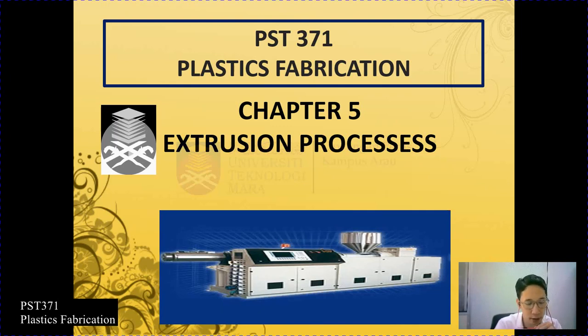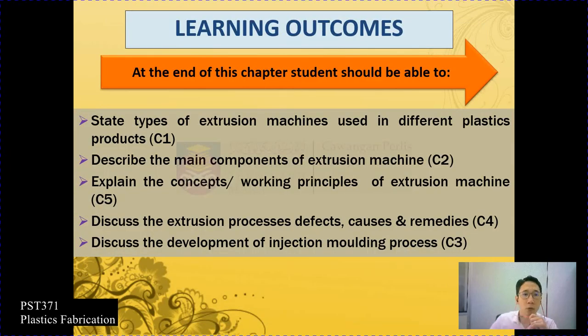There are a few types of extrusion that are commonly used in industry. So you might want to identify what products are produced using an extrusion machine and how the process is involved. The learning outcome at the end of the chapter: you should be able to state the type of extrusion machine used for different plastic products. As I mentioned earlier, there are a few types. Describe the main components of an extrusion machine.